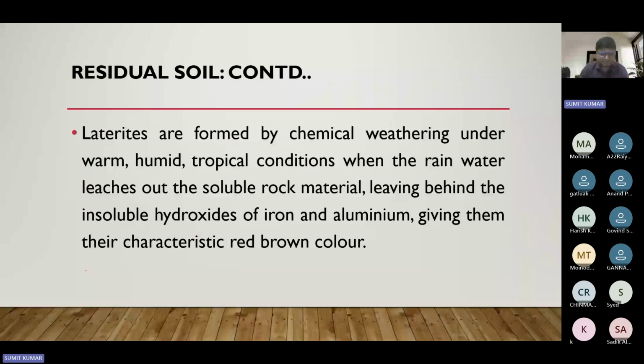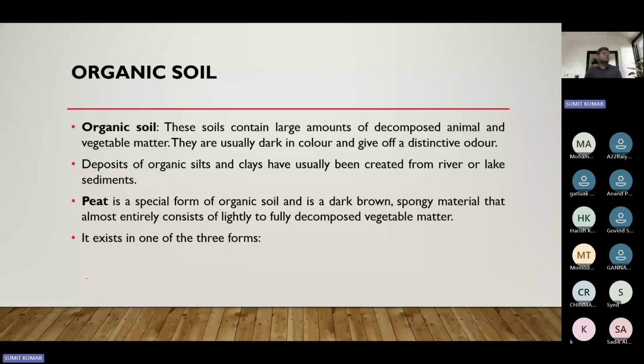Now, moving ahead, laterites are also residual soil, formed by chemical weathering under warm and humid tropical conditions when rainwater leaches out the soluble rock material. I have earlier spoken about weathering and freezing and thawing. Over here, when the rainwater leaches out the soluble rock material, it leaves behind the insoluble hydroxides of iron and aluminum, giving them their characteristic red-brown color. There the laterite soil gets formed, right?